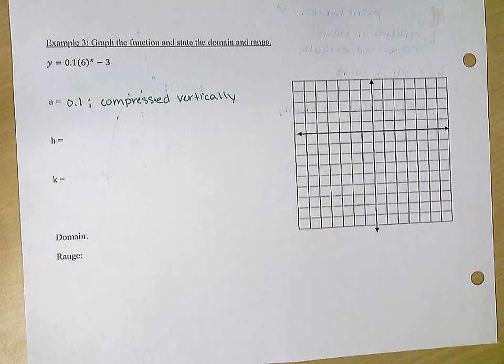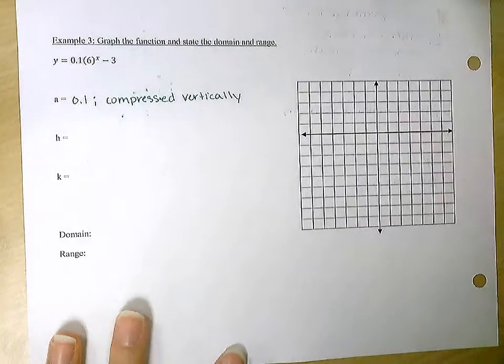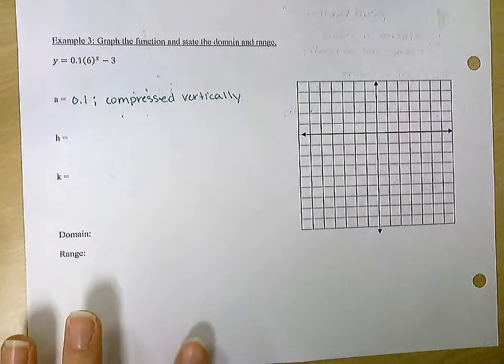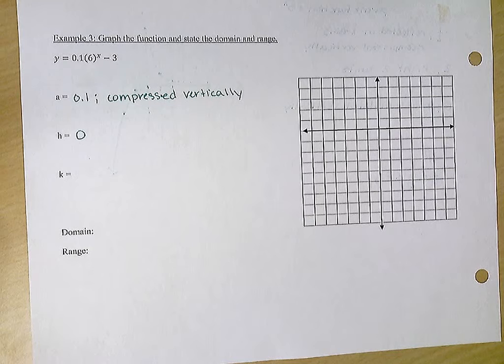Okay, so I need to take that point and multiply it by 0.1 to see how it would be compressed vertically. Our h value, do we have an h value in this problem? No, we do not. So that is going to be 0. Your h and k can be 0. Your a value is never 0. So this one's not going to be translated left or right.